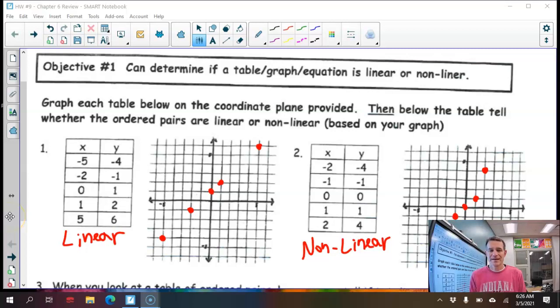Hey, Math 8. I'm going to go over homework number 9 here, the Chapter 6 review. I will slide through the answers first so you can grade your paper, see all the answers, and then I will explain each problem, and you can just slide through the video and get explanations on the problems that you have questions about. And we'll be taking a test on this next week.